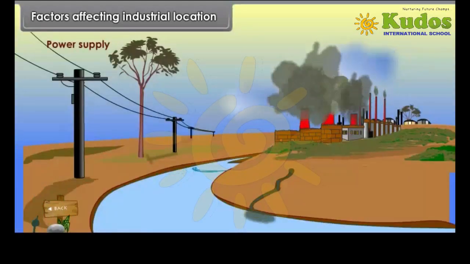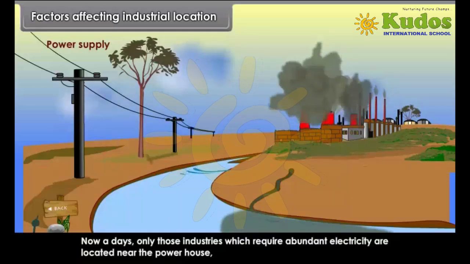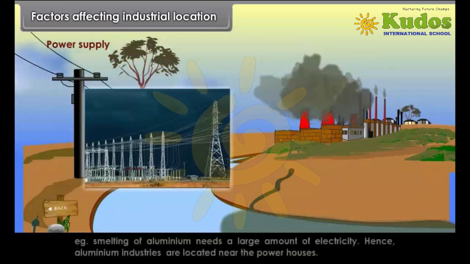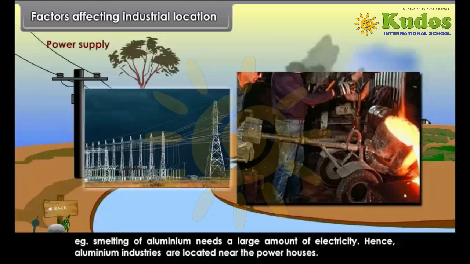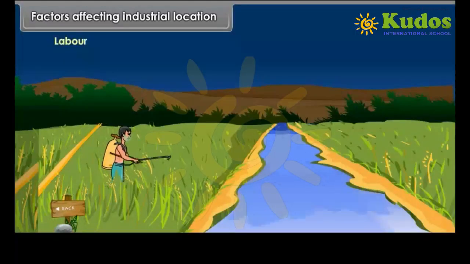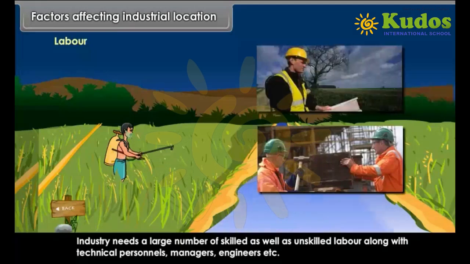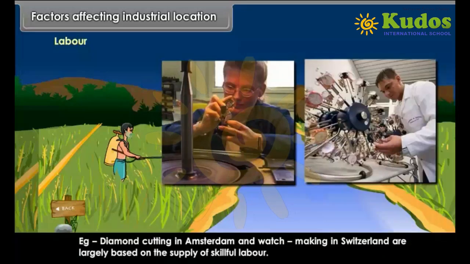Power supply. Modern industries are largely dependent on power. Nowadays, only those industries which require abundant electricity are located near the powerhouse. For example, smelting of aluminium needs a large amount of electricity. Hence, aluminium industries are located near the powerhouses. Labor. Industry needs a large number of skilled as well as unskilled labor along with technical personnel, managers, engineers, etc. For example, diamond cutting in Amsterdam and watchmaking in Switzerland are largely based on the supply of skillful labor.